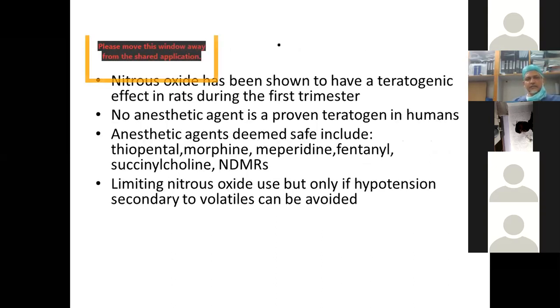Nitrous oxide has been shown to have a teratogenic effect on rats during the first trimester. No anesthetic agent is a proven teratogen in humans. Anesthetic agents deemed safe include thiopentone, morphine, meperidine, fentanyl, succinylcholine, and non-depolarizing muscle relaxants. So limit nitrous use only if hypertension secondary to volatiles can be avoided.